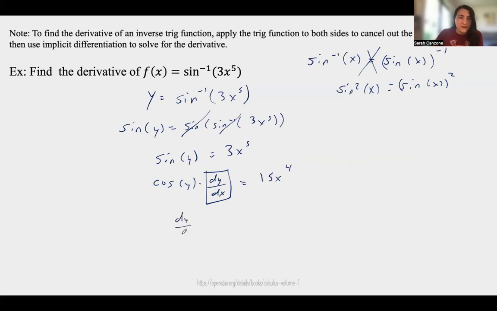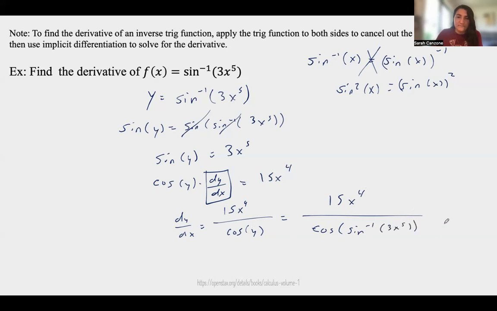Therefore, dy dx equals, I can just divide my cosine to the other side, so that's 15x to the fourth over cosine of y. But we know what y is. We have y equals the arc sine of this thing. And so our answer is actually 15x to the fourth over cosine of y, which is arc sine of 3x to the fifth. I know this is going to look ugly, but that's just the answer. All right. And there may be a way of simplifying this. In fact, there is a way of simplifying this to make it look prettier. But given the tools that we have at our disposal, this is the answer that we should be getting.